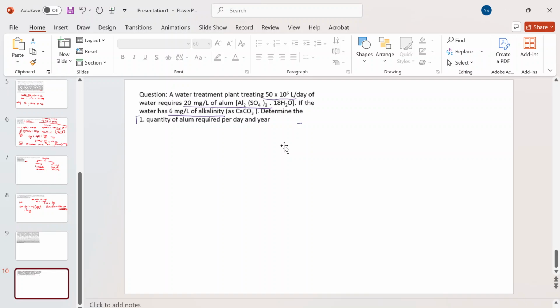And I guess the last question: a water treatment plant treating 50 into 10 to the power 6 liters per day, which is 50 MLD, million liters per day, of water requires 20 milligrams per liter of alum. If water has 6 milligrams per liter of alkalinity, determine the quantity of alum required per day and year. So basically you just need to find out the amount of alum required per day and per year. Now alum concentration is already given to you, right?